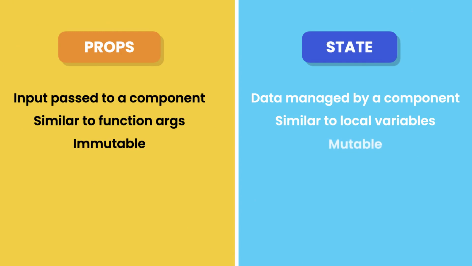State, on the other hand, is mutable. And that's the whole purpose of using state variables. We want to tell React that this component has data that can change over time, right? So these were the differences between state and props. But one thing they both have in common is that anytime they change, React will re-render our component and update the DOM accordingly.